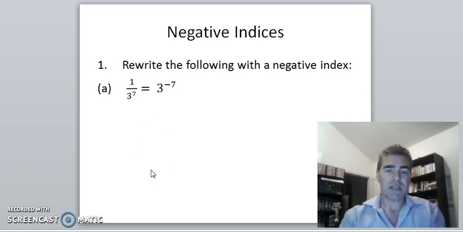So if we look at another example, we've got 1 over 9 to the power 8, so we can rewrite that as 9 to the power negative 8. In our next example, we have a pronumeral in there now instead of a number as the base. So 1 over y to the power 4 can be written as y to the power negative 4. So that's the real basics of negative indices.